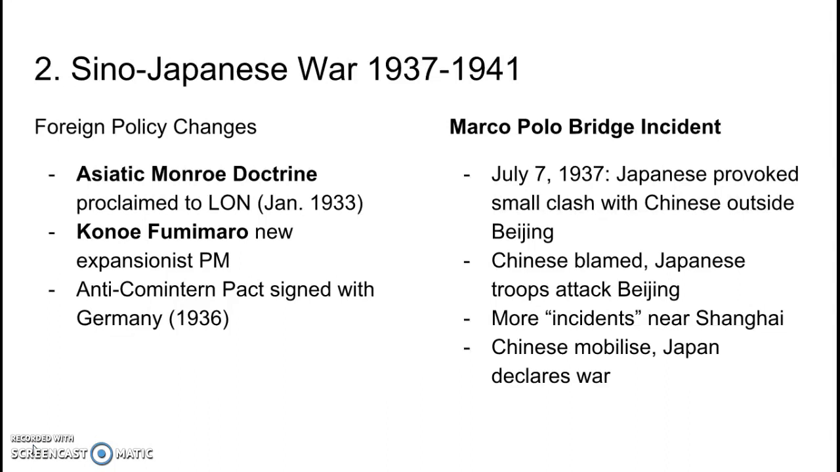So when we talk about the Asiatic Monroe Doctrine, we're essentially saying that the Japanese wanted to have their own interests and their own autonomous bloc in the Pacific and in Asia, specifically mainland China. And we'll talk about this a little bit more in the third part of the lecture.